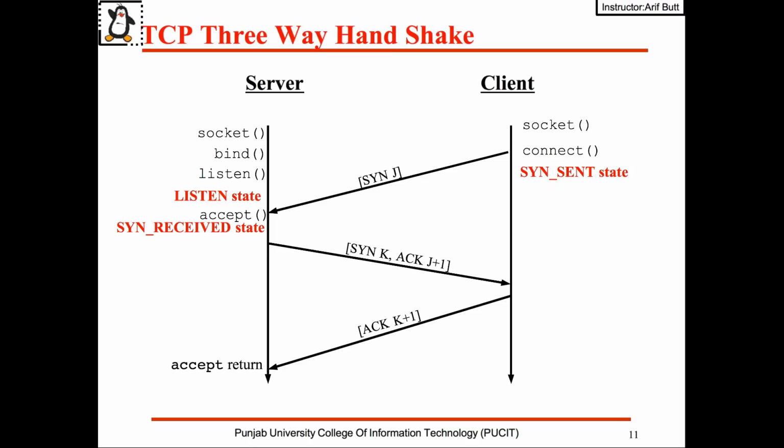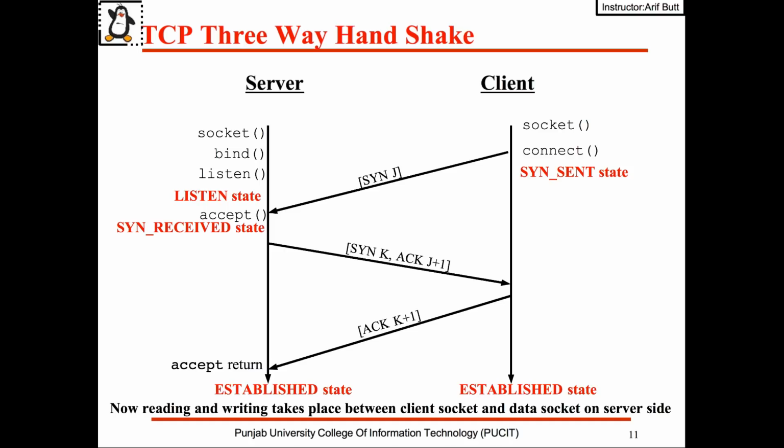So the client also sends the ACK packet, acknowledgement packet, and once the server receives it, both parties are now sure that the packets are received. Meanwhile, on the server side, accept returns a new socket descriptor to be used for data transfer with the client. Now the data socket on the server side and the only socket on the client side are set to be in established state, and reading and writing is done on these sockets.